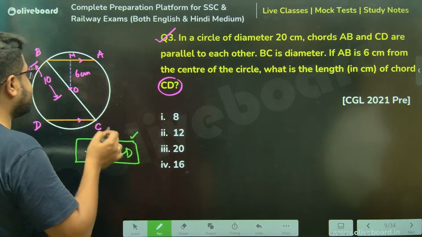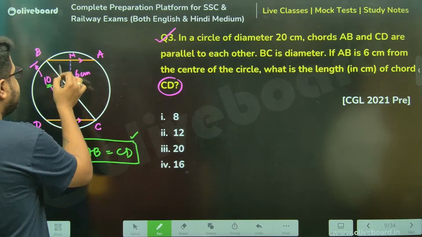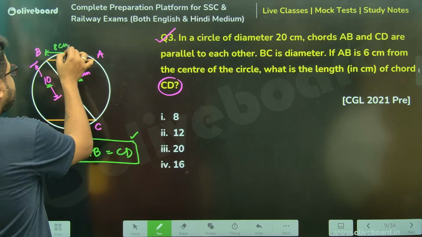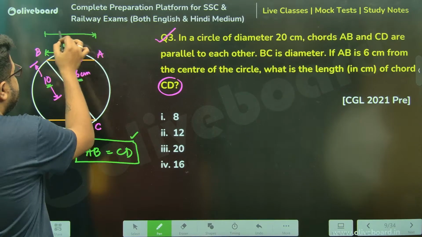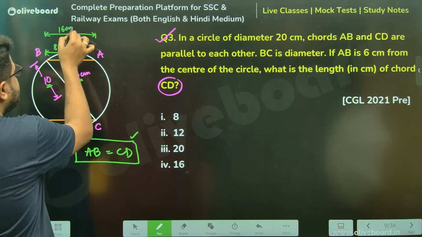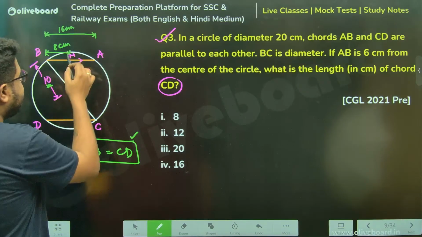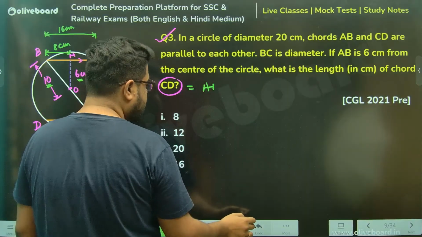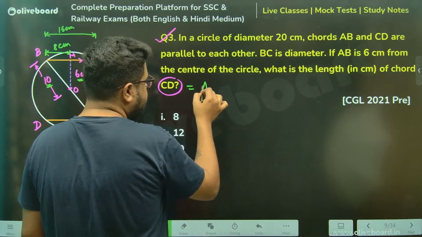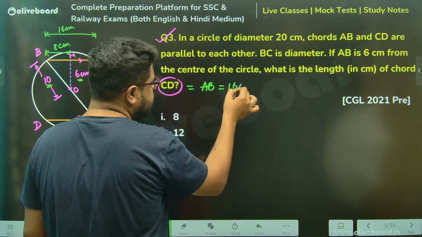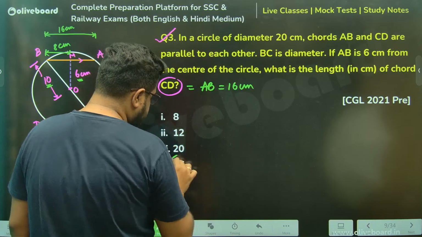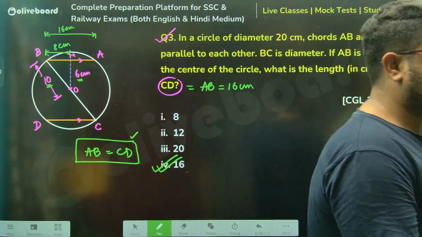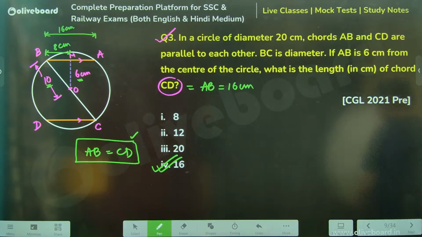Now, if that is the case, this is 6, this is 10. So this much must be 8. So total must be 16. So total is 16, meaning AB is 16. So CD will also be equal to AB, which is equal to 16 centimeters. Option number 4 is your correct answer. Option number 4 most definitely is your correct answer.